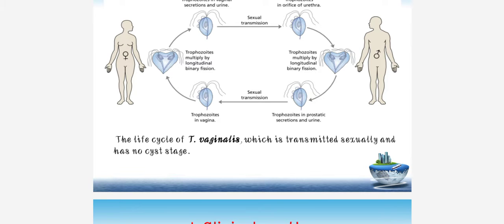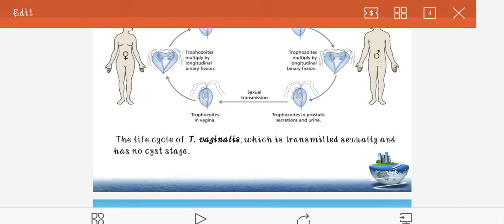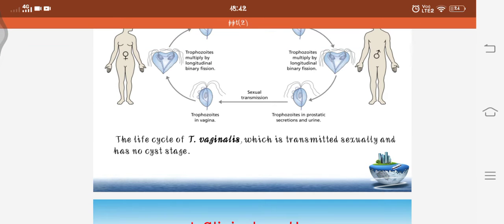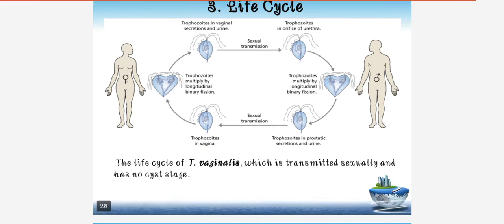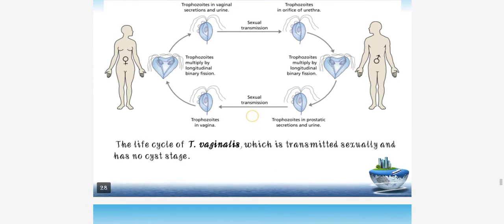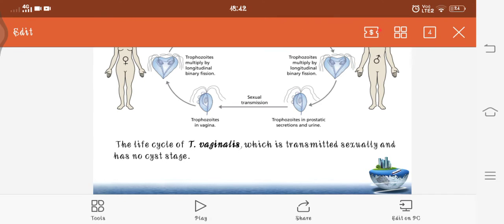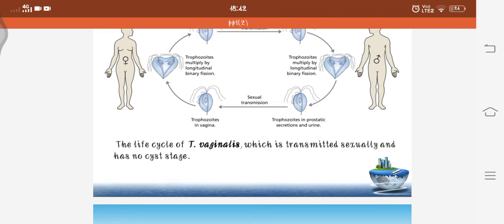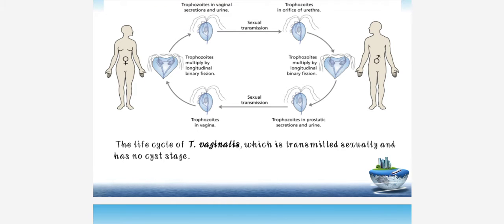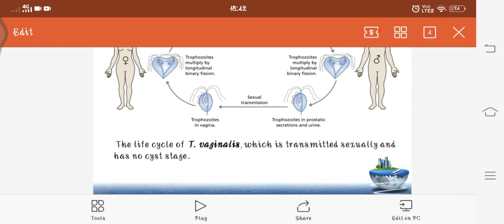Now let us see where this is actually present. It is present in the urinary tract of both male and female, and especially in the female vagina. Sometimes the leukorrheic discharge from the female is checked by a gynecologist as a cause of inflammation of the vaginal mucosa. And next, the cytostome is less conspicuous in T. vaginalis especially, which we already discussed.